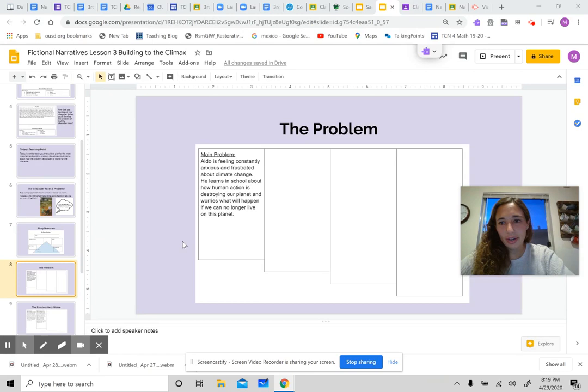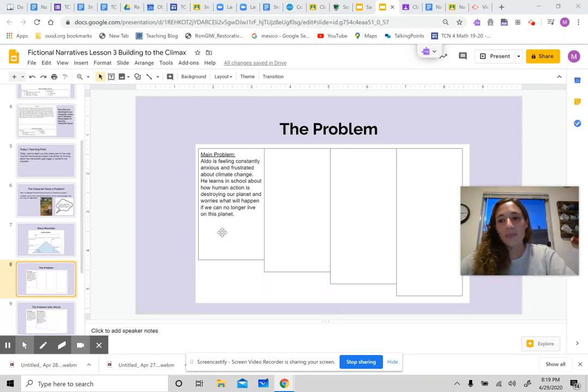So let me show you how I did that with the problem that Miss W and I are writing together. And we are writing a story about a kid named Aldo. And Miss W talked a lot about Aldo in yesterday's lesson. And today we're going to be thinking about the problem that Aldo is facing. So we know that Aldo, his main problem is that Aldo is feeling constantly anxious and frustrated about climate change. He learns in school about how human action is destroying our planet and worries what will happen if we can no longer live on this planet.